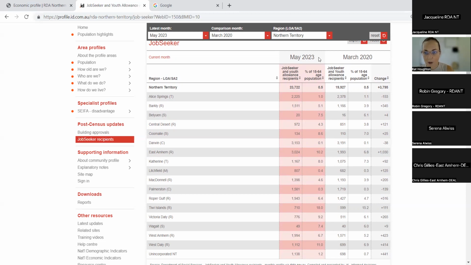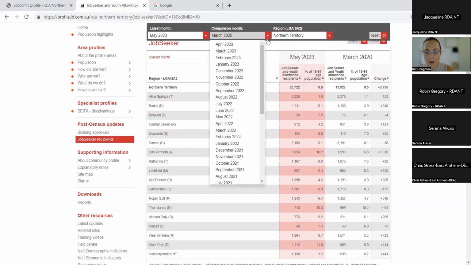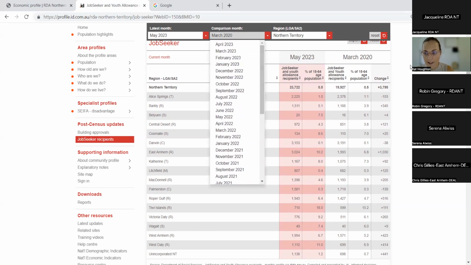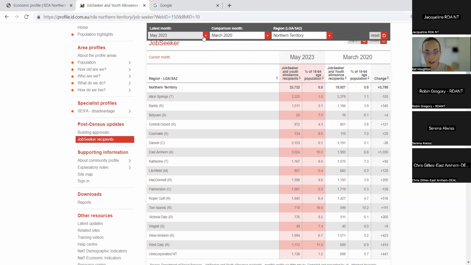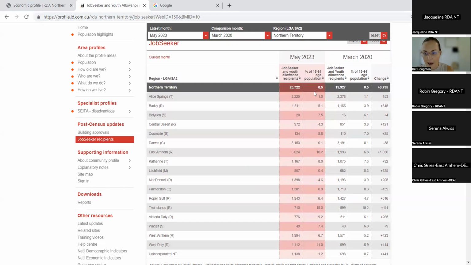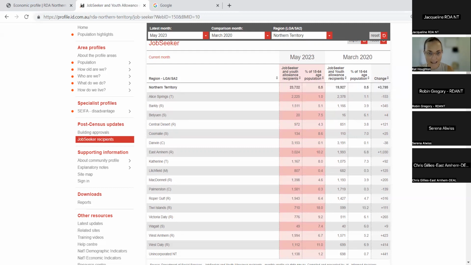We're up to May 2023, and we've got it set on March 2020. I think that's the first date we were given the go-ahead to use this particular data set, during COVID. We can compare over different time periods, and we can see that from March 2020 through to May 2023, in the Northern Territory, we've had an additional 3,795 people accessing JobSeeker or Youth Allowance.